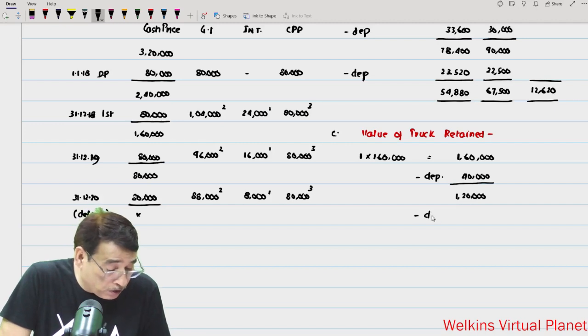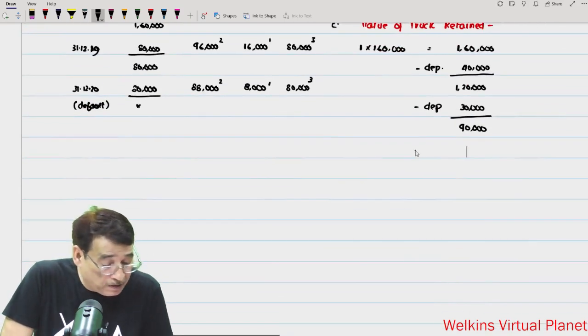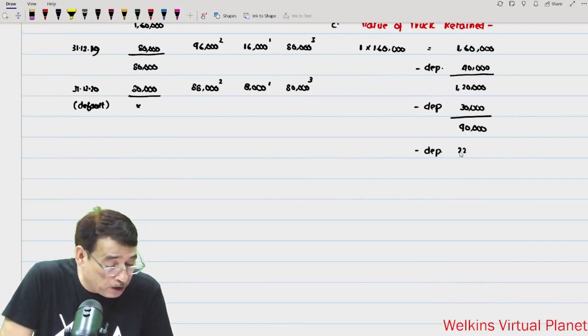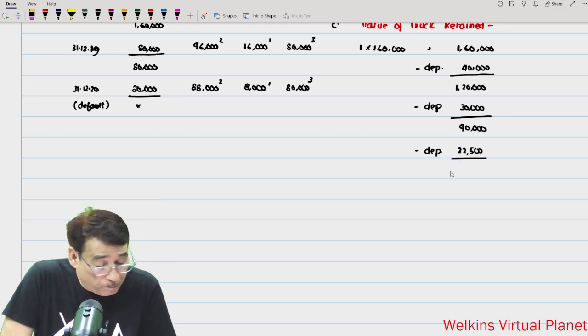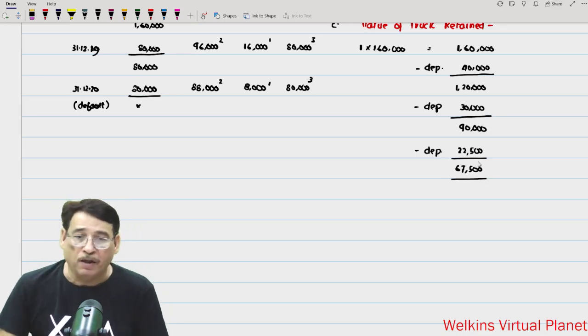Again, depreciation, that is equal to 30,000, 90,000, and finally, less depreciation, 22,500. I have already told you now so many times that the balance which we are going to get simply reflects the closing balance of your truck account which the purchaser would prepare later on. Is it clear to you?